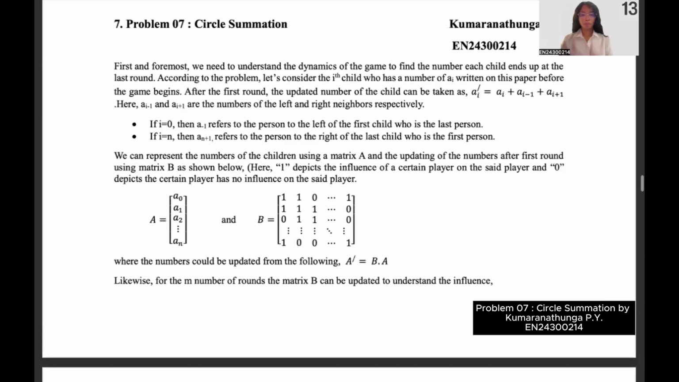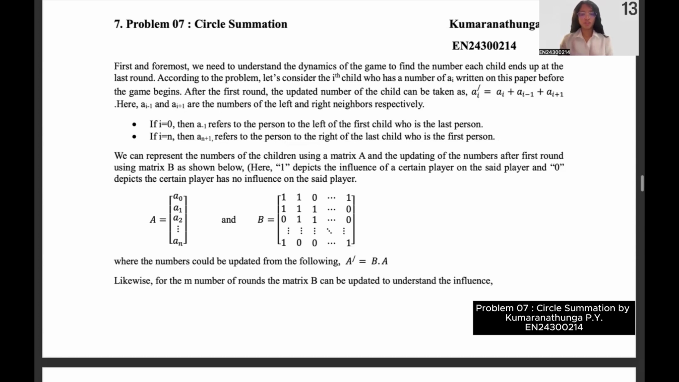The circle summation problem involves n children in a circle, where each child updates their number by adding the numbers of their left and right neighbors into their own. This process is repeated for m rounds. So, in order to solve this problem, we can use the n by 1 matrix, where n is the number of students in the circular array.